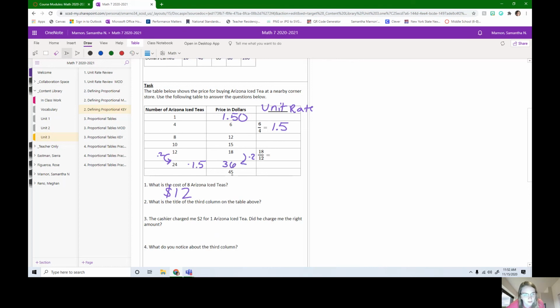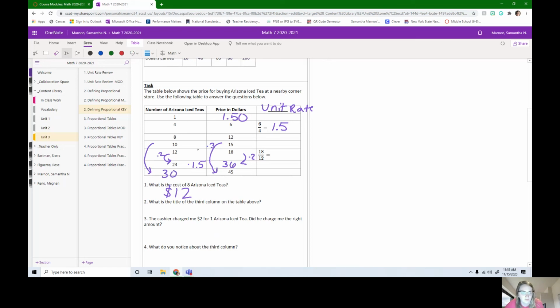Similarly, we can figure out how many Arizona iced teas you can get for $45. So I can see that there's a relationship. This is 15 times 3. So we can actually do 10 times 3 and get 30 Arizona iced teas.